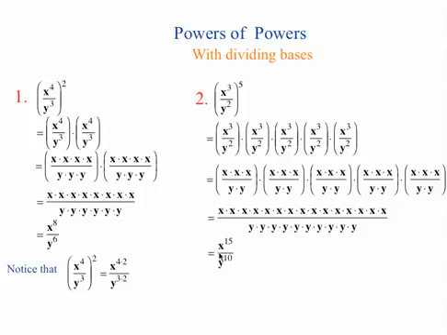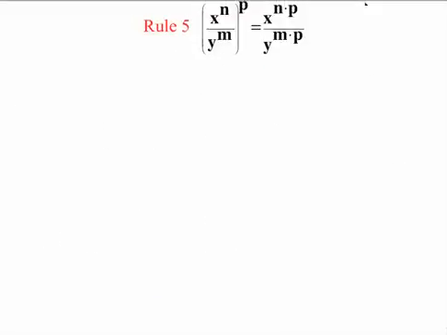But notice that the shortcut, we could have just multiplied the 5 times 3 and the 5 times 2. So x to the power of 3 divided by y to the power of 2 all to the power of 5 is the same as x to the 3 times 5 divided by y to the 2 times 5. And that's our rule. Our rule is if you have powers of powers, even if the powers are dividing inside the brackets, the exponent on the outside of the bracket is going to multiply all the exponents on the inside of the bracket.